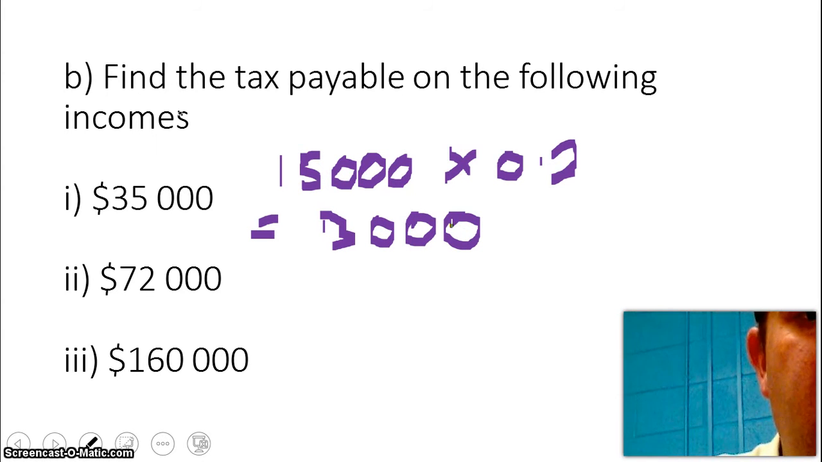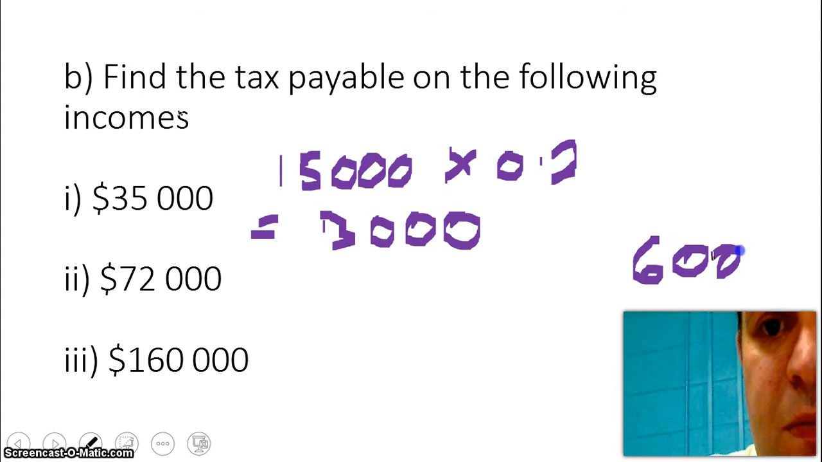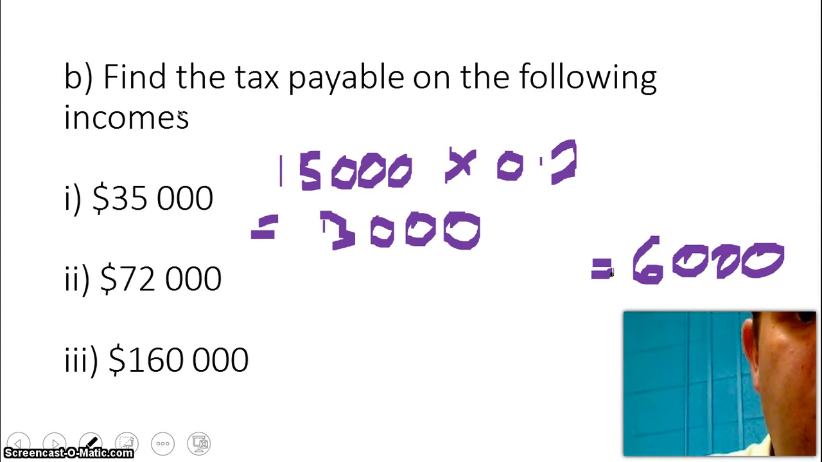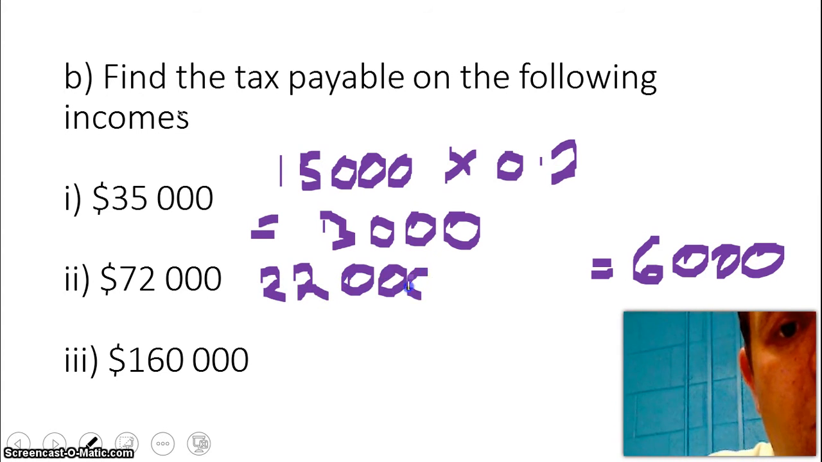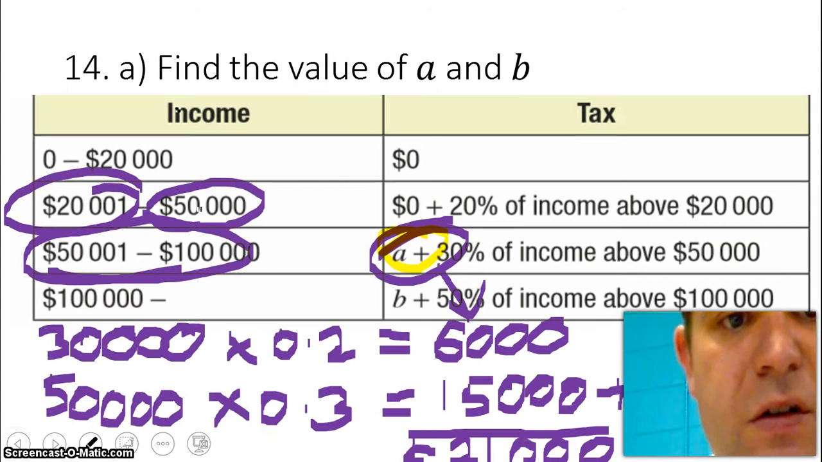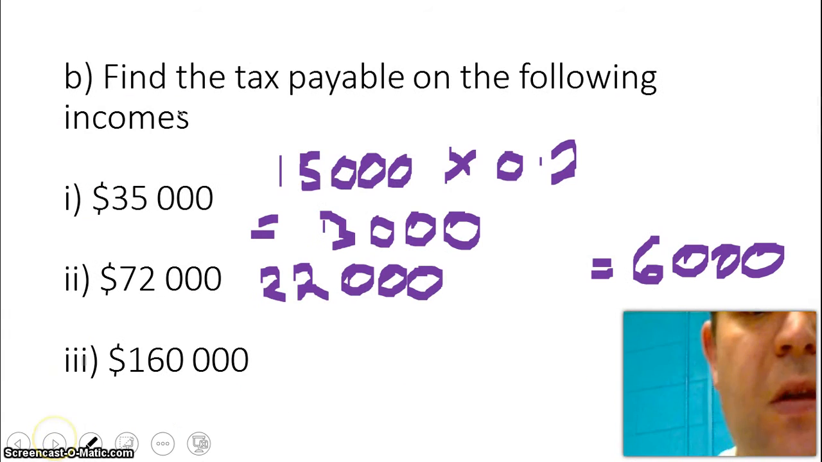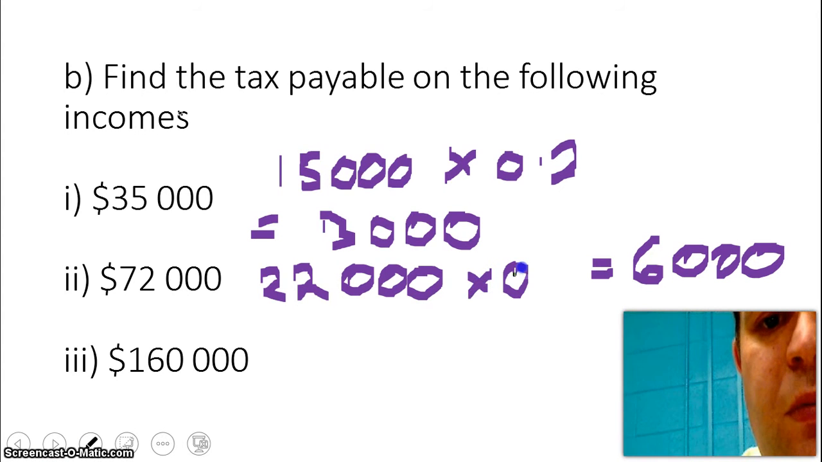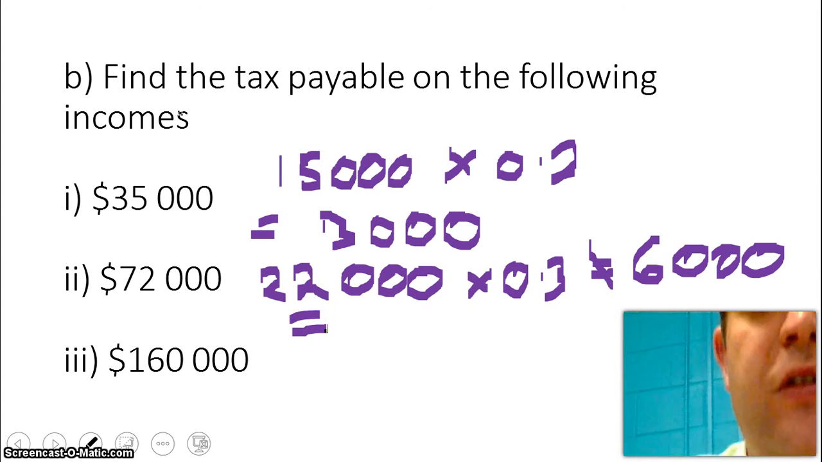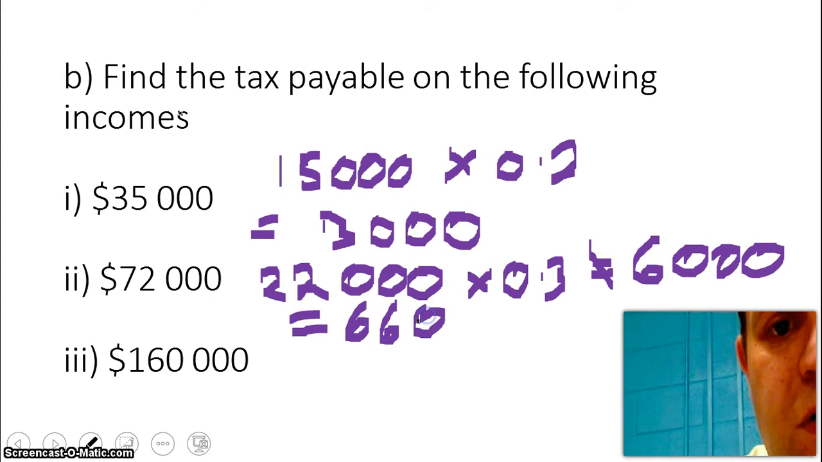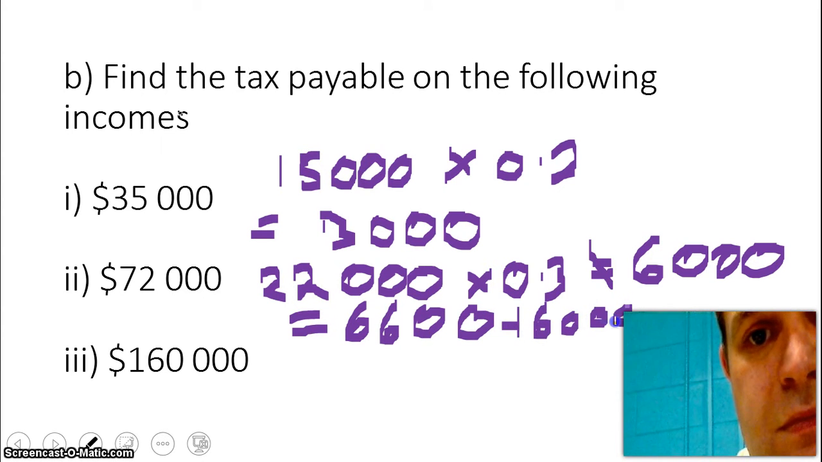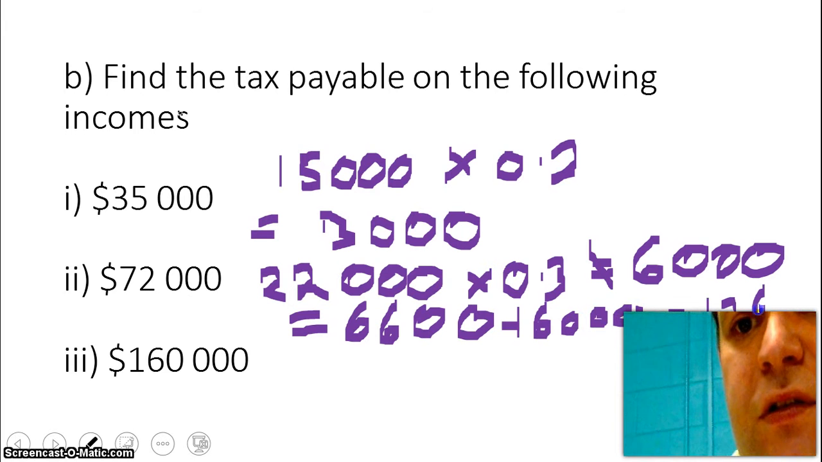For 72,000, we're actually going to have to pay the $6,000 that A was, plus we got an extra $22,000 over our $50,000 mark. If we go back and have a look at the table, we've got 22,000, and we have to pay 30% of all that. So 10% of 22,000 would be 2,200. Times it by 3, we get $6,600. Add the two together, and we end up with $12,600.